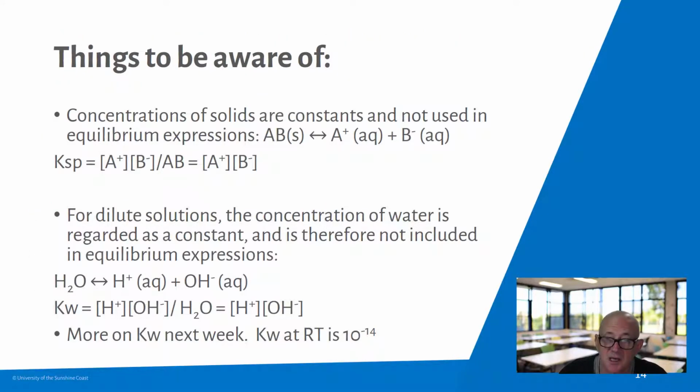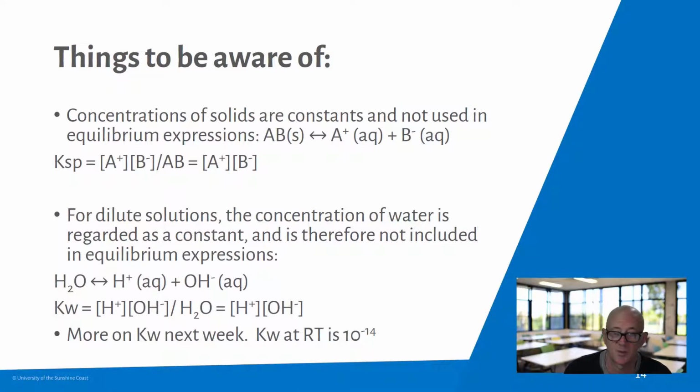Okay, just a heads up on a couple of things when you're working through the questions. First one: if you're looking at solids, the concentration of a solid, in case you've missed it, is a constant. It doesn't change. It's the amount of stuff in a volume, and it doesn't matter how much you've got, the concentration of it is always the same. So when you're trying to calculate equilibrium expressions, which are based on concentration, you don't put in the concentrations of solids.